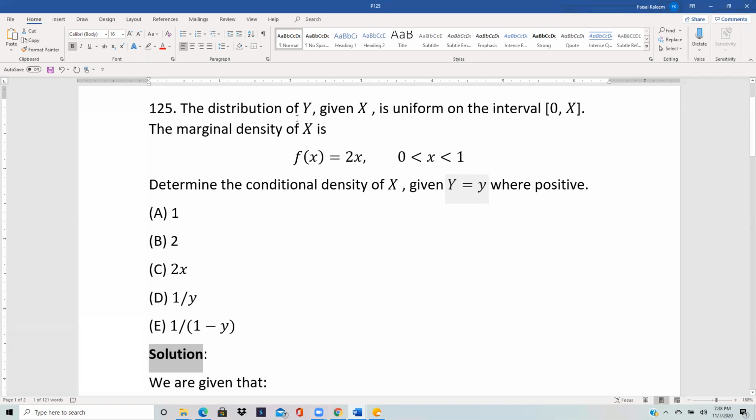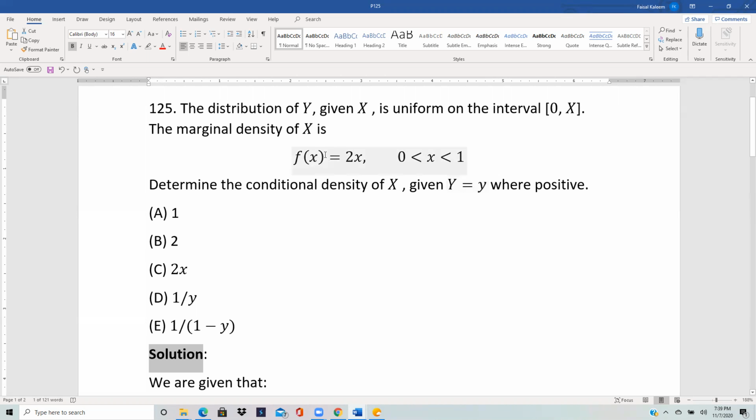The distribution of y given x is uniform on the interval 0 to x. The marginal density of x is 2x. Determine the conditional density of x given y.